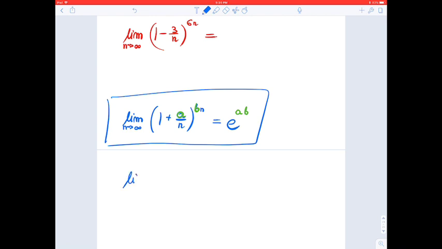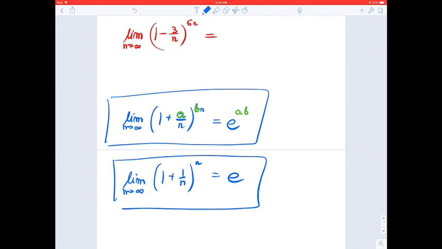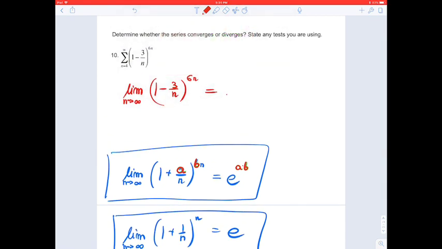Please make sure that you know this limit, or even simpler, (1 plus 1 over n) to the power of n is simply e. That's actually the original one. But as soon as I put an extra coefficient here and an extra coefficient here, that's how the value e will be affected. The exponent will be a times b. And what we see is e to the power of negative 3 times 6, so this limit is e to the negative 18. Of course, a weird number, I can write it as 1 over e to the positive 18, but this is definitely a finite number different than 0.